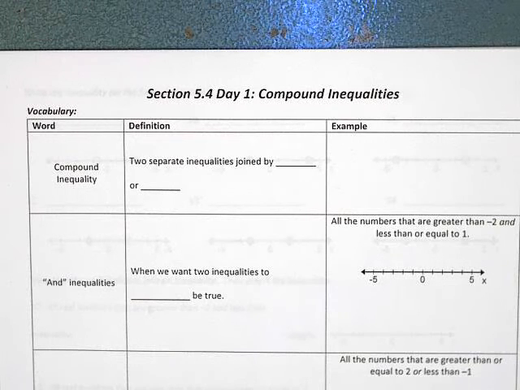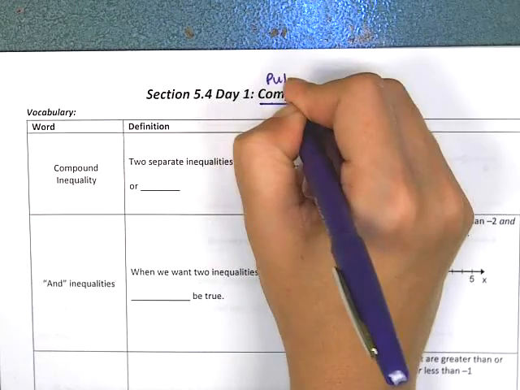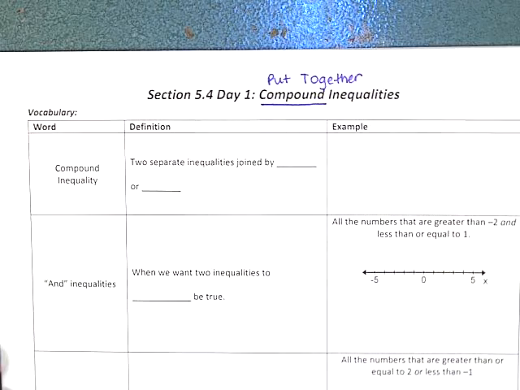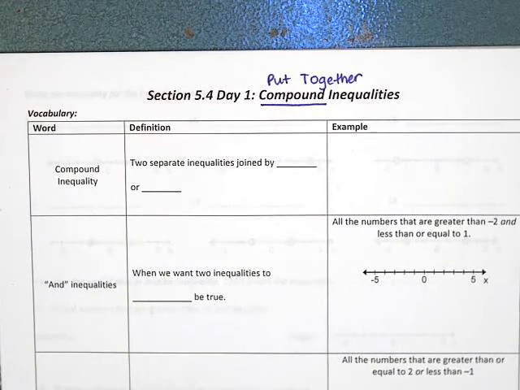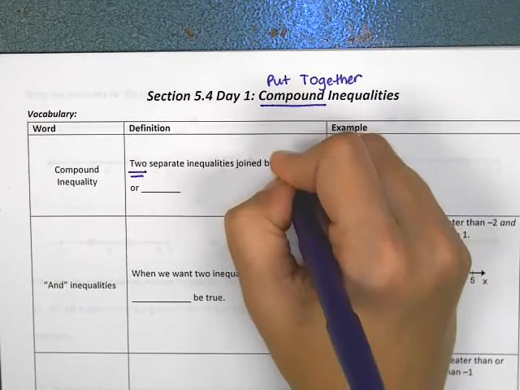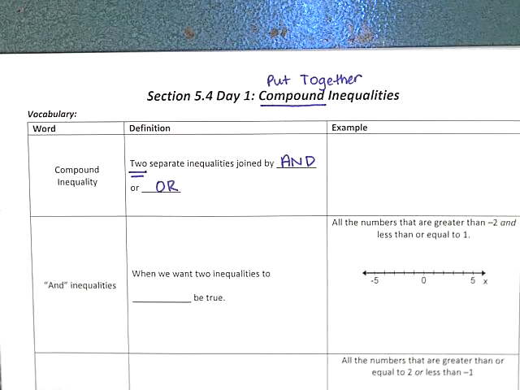Okay, so today we're going to be talking about section 5.4, which is all about what are called compound inequalities. Think about the word compound as meaning putting two of them together. A compound word has two words put together, like hot dog. A compound inequality has two inequalities put together, like a less than and a greater than. A compound inequality is two separate inequalities, and they're always going to be joined together by either the word and or the word or.